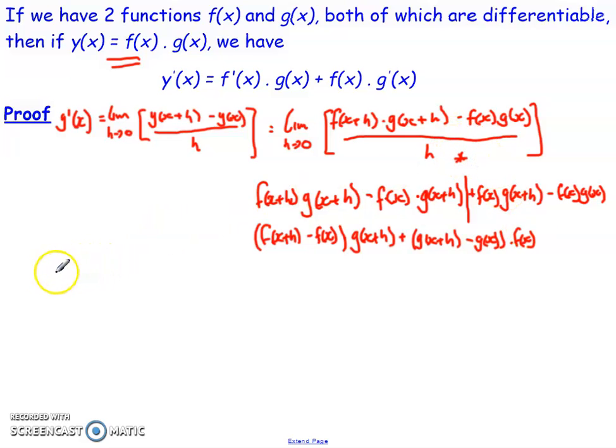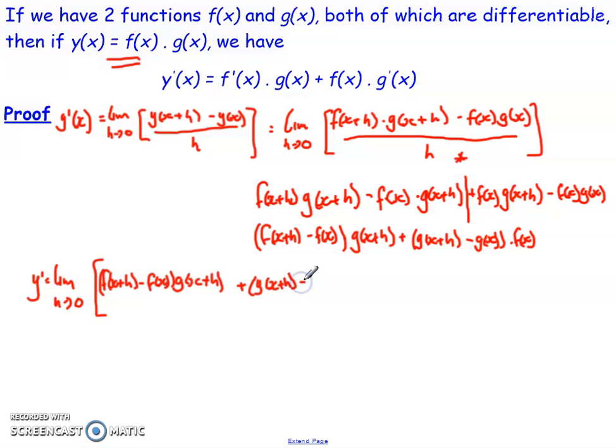If I stick it back into here, I can rewrite y dashed of x as the limit as h tends towards 0 of, and this would now be my numerator, f of x plus h, take away f of x, all multiplied by that common factor we took out of g of x plus h, plus the second part here. So I've got my g of x plus h, take away g of x, times that by the f of x, everything's over h.